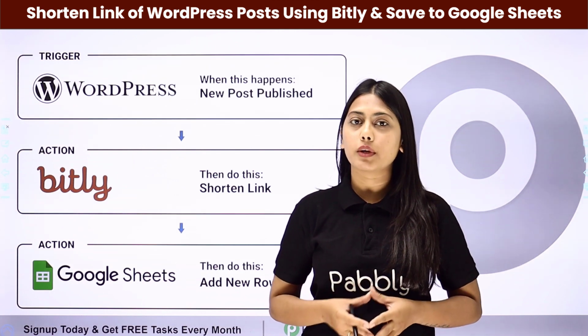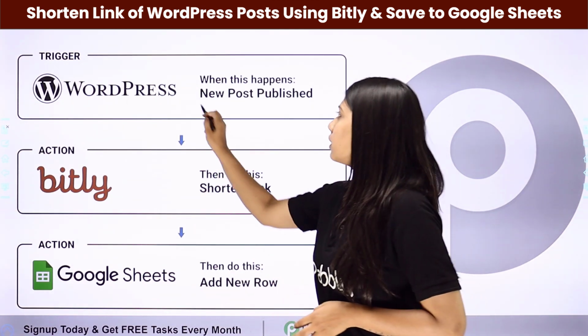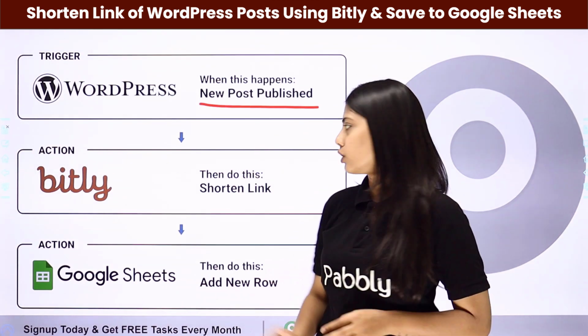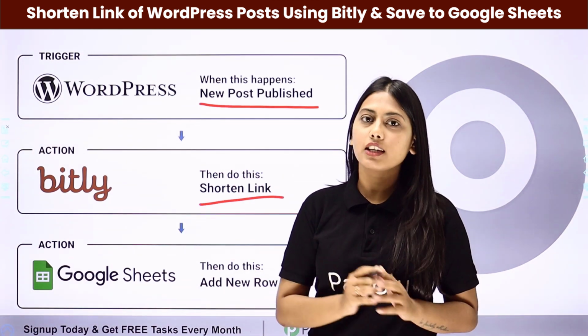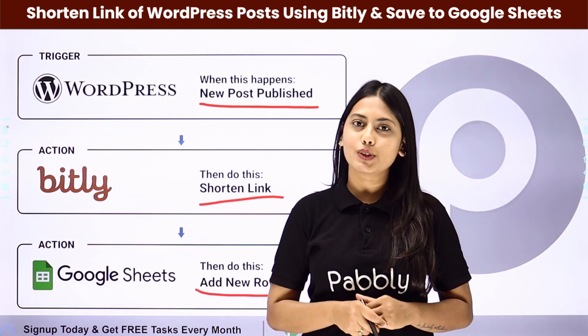So let us create an automation for this long process with the help of Pabbly Connect, where our trigger will be the new post publish, our first action will be to shorten the link, and our second and the last action step will be to save it in Google Sheets. So let us learn how to do it.